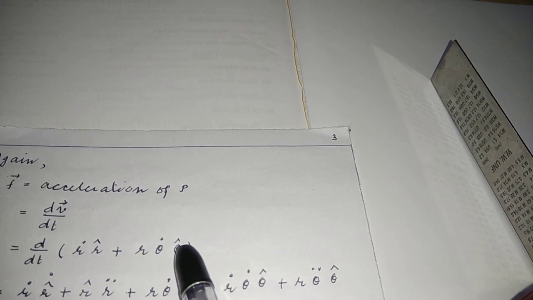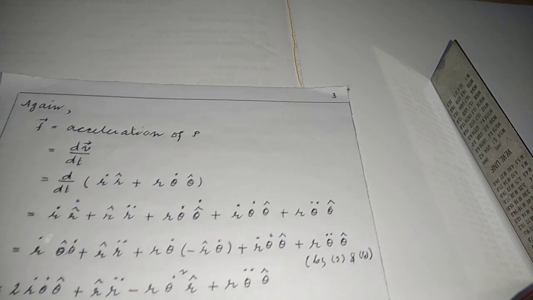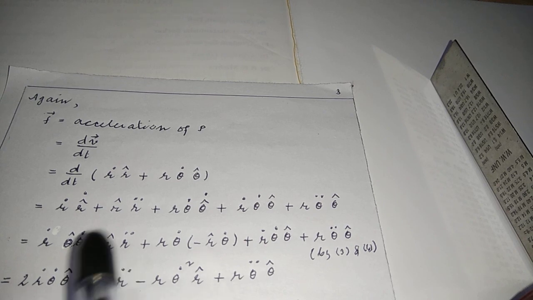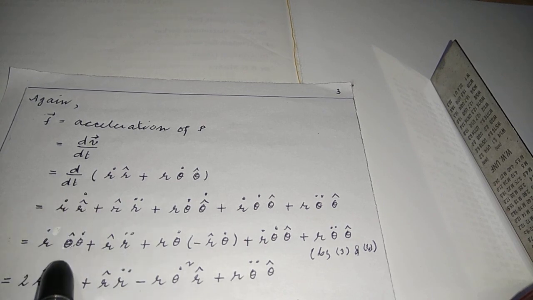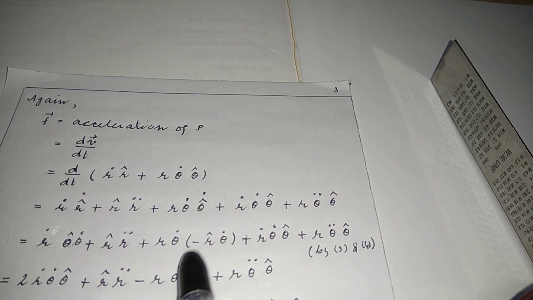So after differentiating this, here we have to apply the product rule. For the first term, you will get 3 more terms after doing the differentiation. For the second part, this r theta dot we consider as one component and theta cap as the other component, then you do the differentiation. After doing the differentiation, you will get 5 terms. There, r cap dot you replace by theta cap theta dot, which we have already obtained, and this theta cap dot we can replace by minus r cap theta dot.